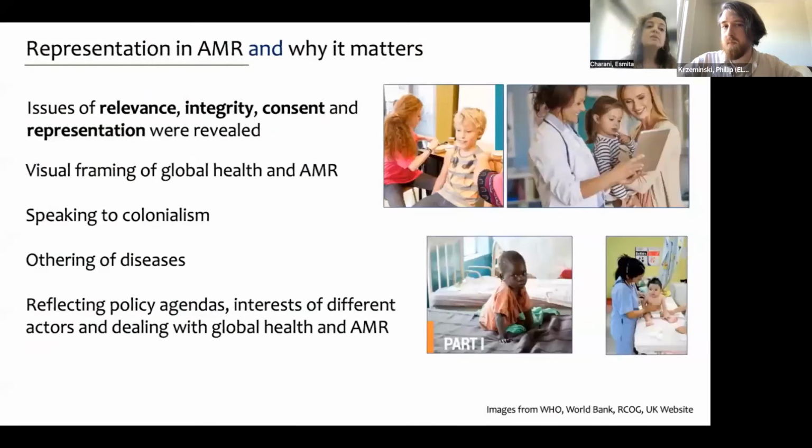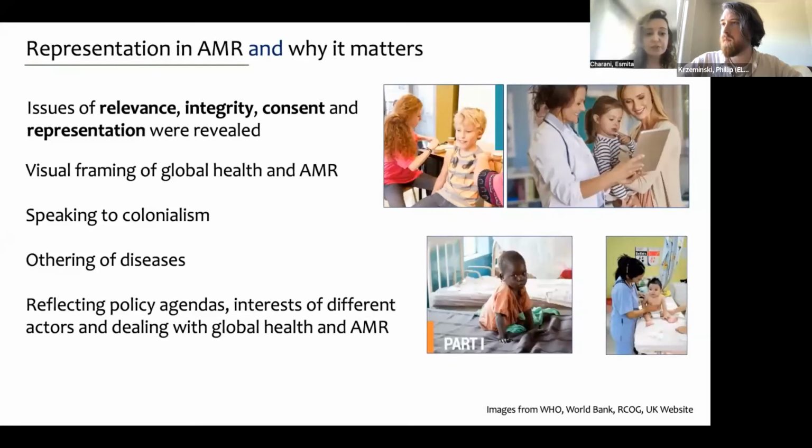So we chose specifically to look at antimicrobial resistance and infectious diseases and vaccination because global health is so broad, and this happens to be our area of expertise. And we again assumed that we would find issues with relevance, integrity, consent, and representation, and we were not wrong. We found these to be true.